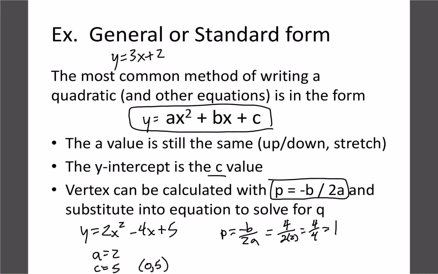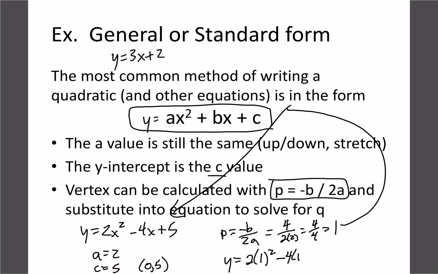So we know that 1 is our vertex's x-value. All we have to do is figure out what our q value would be. So we've got a couple options. The easiest is just plug that 1 back into the original equation, which in this case is down here. So if we just go y equals 2 times 1 squared minus 4 times 1 plus 5, that'll give us 2 minus 4 plus 5, which is 3. So that means our q value is going to be 3. So we'd have a vertex at (1, 3).